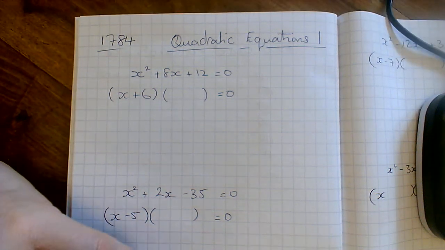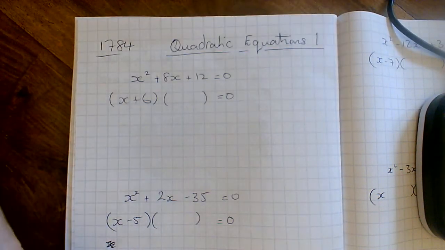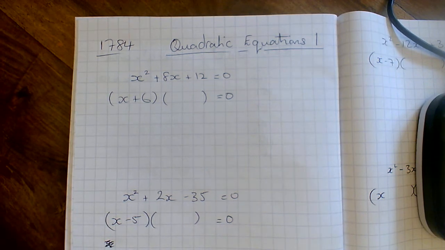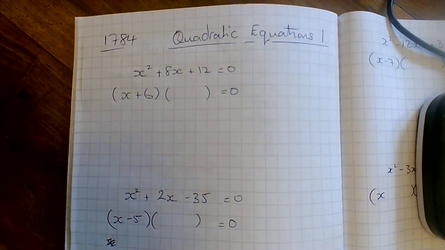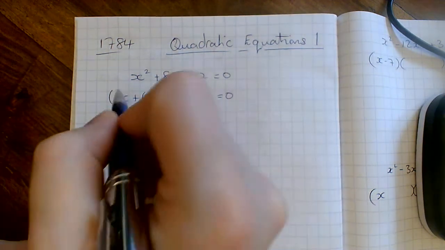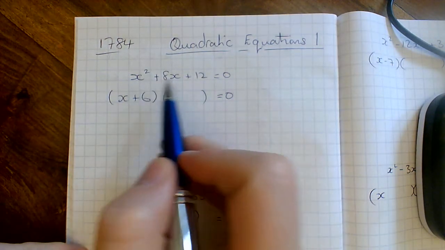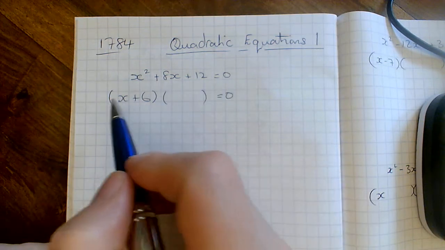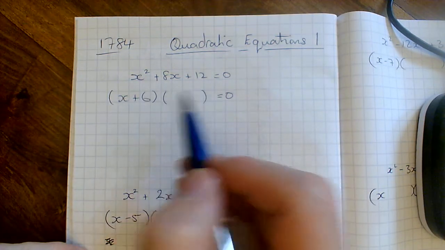Okay, so here we go with the walkthrough of Quadratic Equations 1, solving quadratics by factorising. That's what this one's all about, task set 1784. Okay, so we've got the equation x squared plus 8x plus 12 equals 0. We've already got the x plus 6, and we have to fill this bit in.